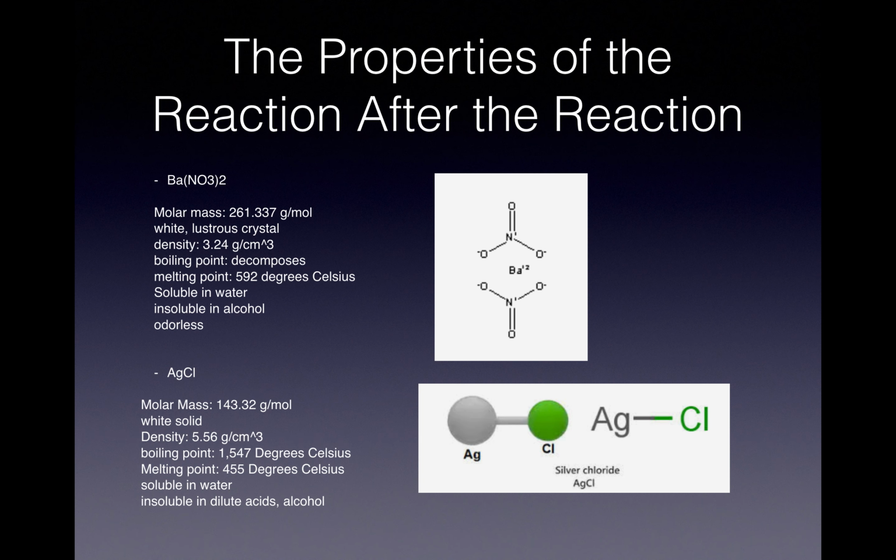BaNO3 has a molar mass of 261.337 gram per mole. It has the shape of white lustrous crystals at room temperature and has a density of 3.24 gram per centimeter cubed. It decomposes at its boiling point and has a melting point at 592 degrees Celsius, and is soluble in water, insoluble in alcohol, and is an odorless compound.